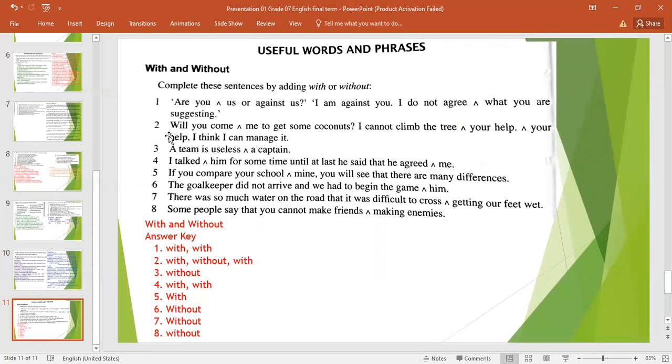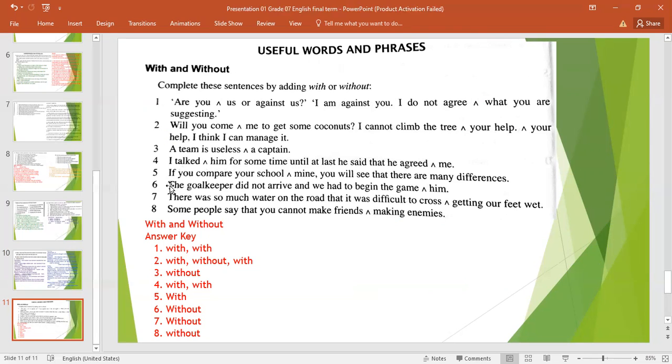In sentence number two, will you come with me to get some coconuts? I cannot climb the tree without your help, with your help, I think I can manage it. Number three, a team is useless without a captain. And similarly, sentence number four, I talked with him for some time until at last he said that he agreed with me. In both places, we will use with.